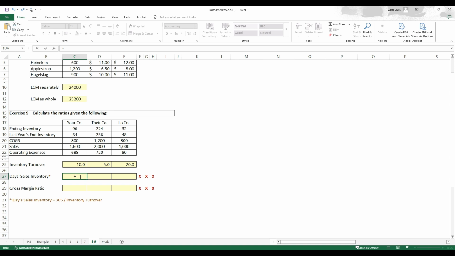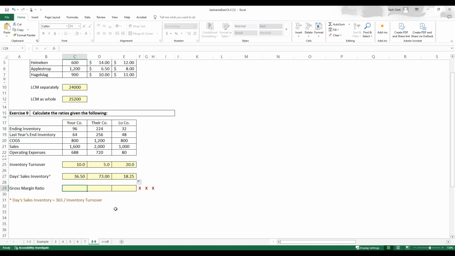Okay, and then days sales in inventory, we just take 365 divided by the inventory turnover. So if our inventory is turning over 10 times, that means that we expect to have 36 days of inventory on hand. So if sales continue at the pace that they have been historically, then we will run out of inventory in about 36 and a half days for the first company, 73 days for the second, and 18.25. So this is important when it comes to purchasing, making sure we have enough inventory on hand, essentially.